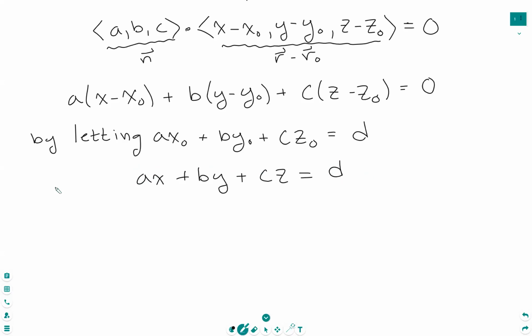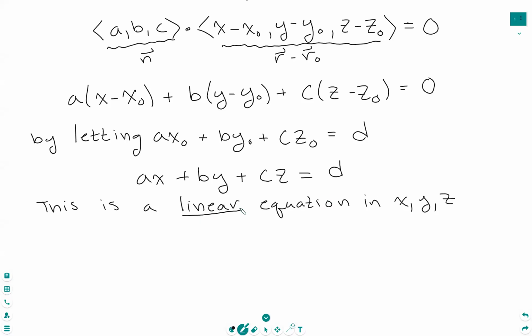So notice this is a linear equation in X, Y, and Z. What I mean by linear is that our powers here don't exceed power 1, and there's not any cosine terms or sine terms, any trig functions. This is just a linear polynomial at best, because we've got some constant terms and some power 1 terms.